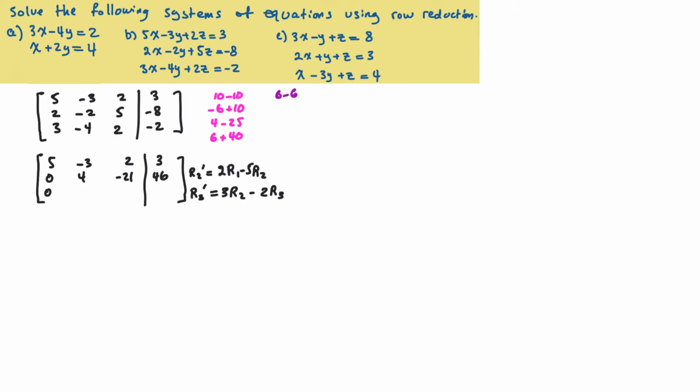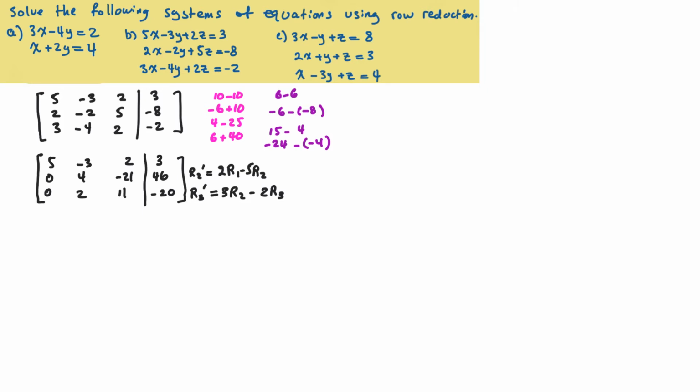And then 3 times negative 2 is negative 6, minus 2 times R3, which is negative 8. And that will give me positive 2. Then 3 times 5 is 15, minus 2 times 2 is 4, and that will give me 11. And lastly, I will have 3 times negative 8 minus 2 times negative 2. And negative 24 plus 4 is negative 20.